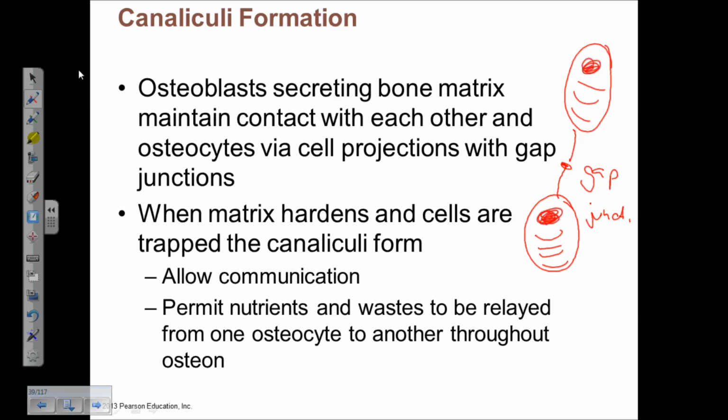You with me so far? When matrix hardens, when it is calcified, osteoblasts become trapped in the hardened matrix, but they don't lose contact with each other. Osteoblasts become osteocytes, and those projections are being encased in the canaliculi.